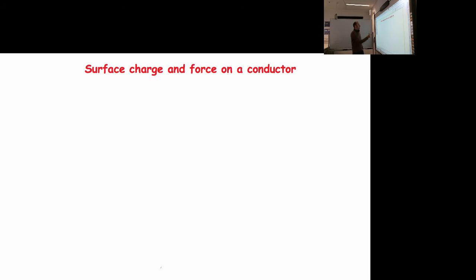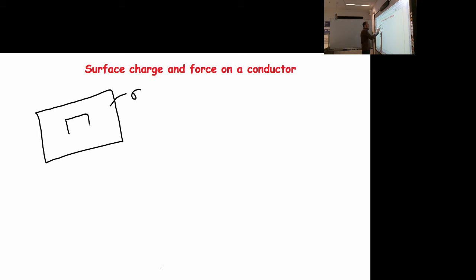Okay, let's consider that we've got some conductor and it's got some surface charges given by sigma. I want to look and determine what the electric field is at the surface of this conductor. So what we can do is first of all draw our Gaussian pillbox. And this Gaussian pillbox is going to have some surface area A.